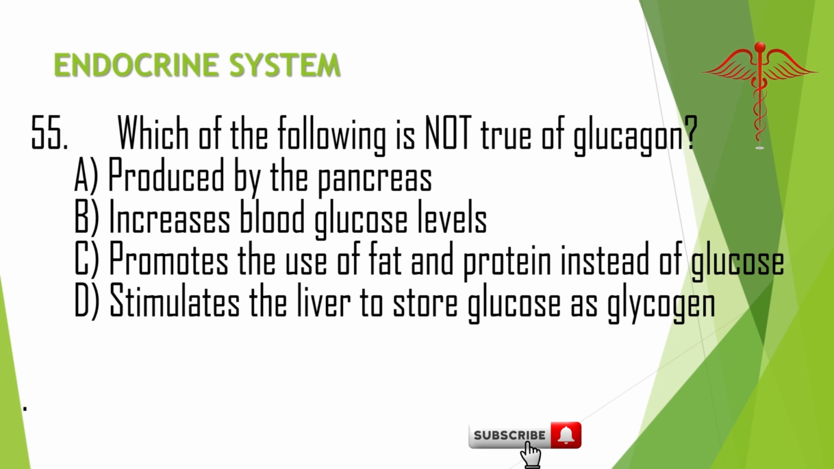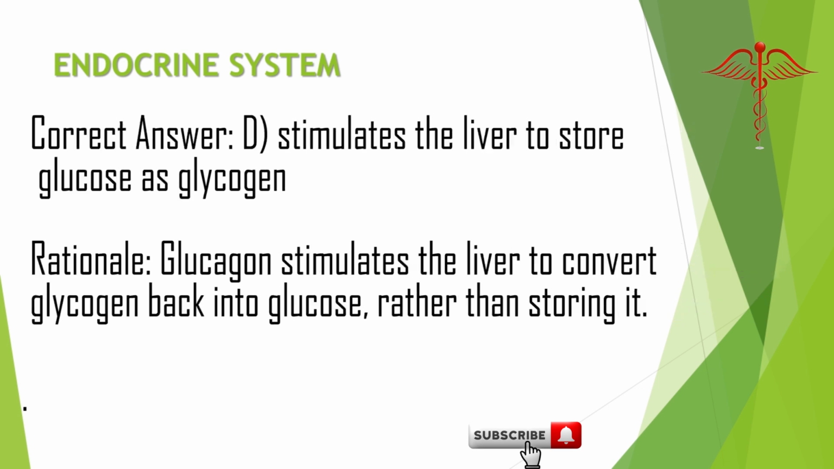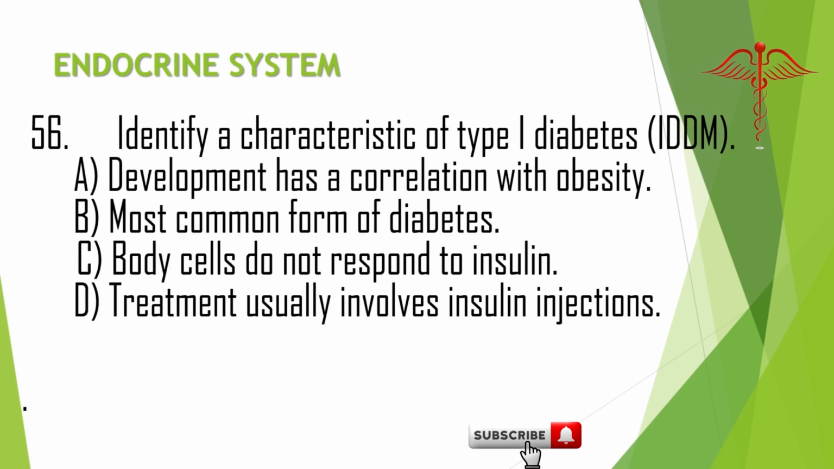55. Which of the following is not true of glucagon? A. Produced by the pancreas. B. Increases blood glucose levels. C. Promotes the use of fat and protein instead of glucose. D. Stimulates the liver to store glucose as glycogen. Correct answer: D. Stimulates the liver to store glucose as glycogen. Rationale: glucagon stimulates the liver to convert glycogen back into glucose rather than storing it.